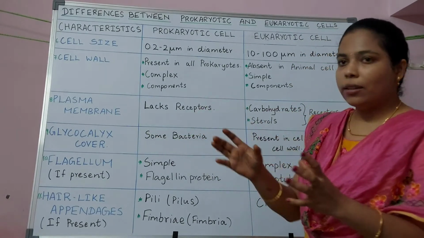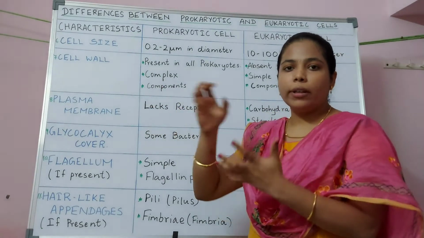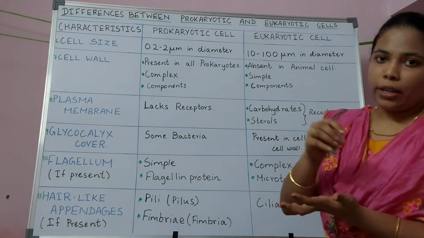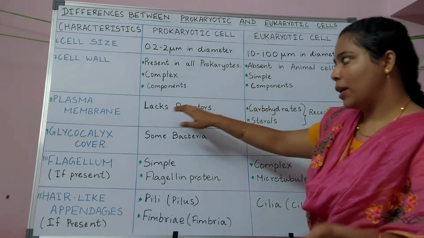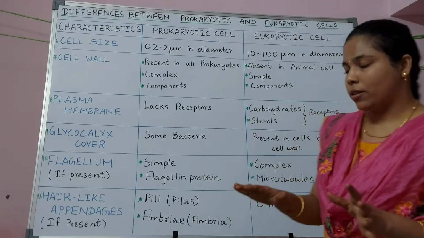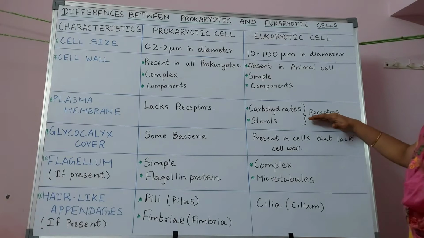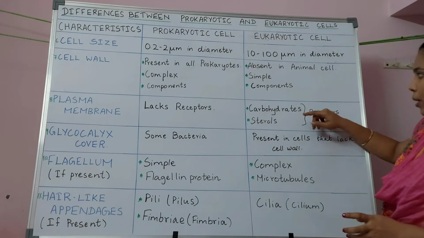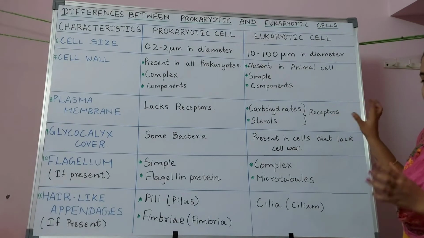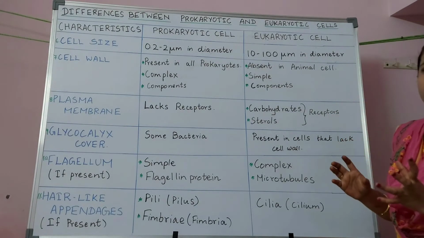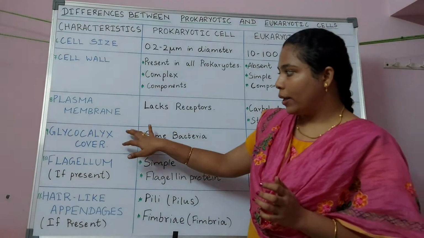The next point is about plasma membrane. Plasma membrane is a layer that is present inside the cell wall, and it encloses all the contents of the bacterial or any other cell. In case of prokaryotic cell, this plasma membrane will not have any receptors. But the eukaryotic cell will have certain receptors in their plasma membrane, and these receptors are made up of carbohydrates and sterols. The function of these receptors is that they act as a connection between the cell and its extracellular space.